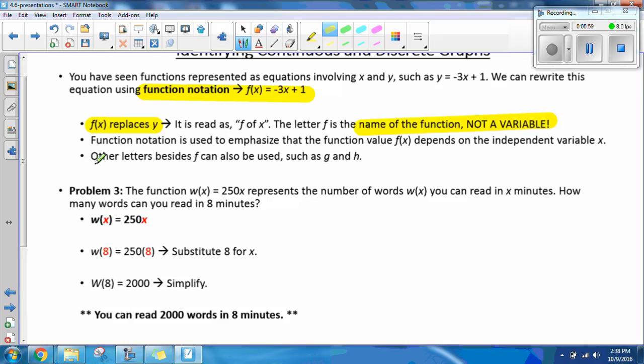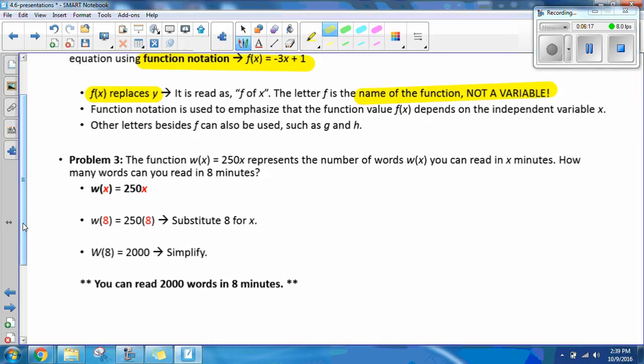Function notation is used to emphasize that the function value, f of x, depends on the independent variable x. Other letters besides f can also be used, such as g and h.